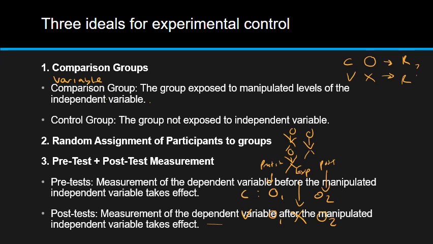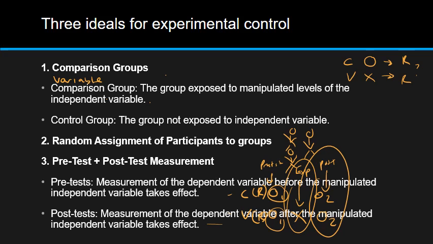So there are three things then that the experiment should have. It should have comparison groups, the control and the variable. Randomization would be randomly picking a control group and a variable group, and randomly assigning people. Then doing a pretest of some kind, the O1, then the experiment, and then the post-test.